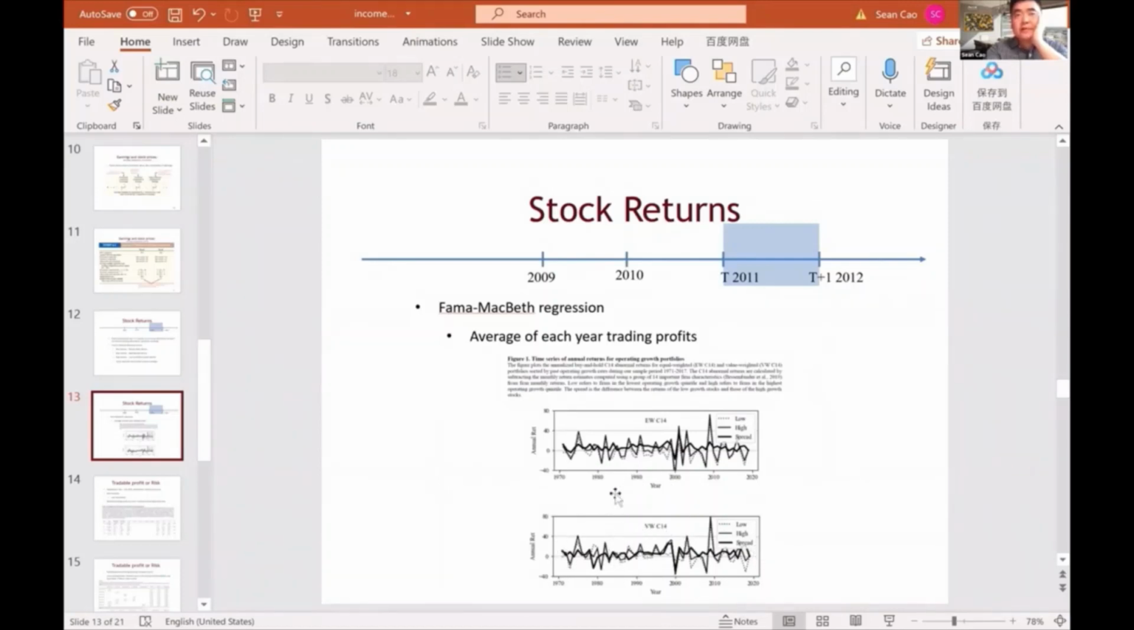So Fama-MacBeth is the idea of taking every year's trading profit and just taking the average. That's Fama-MacBeth. So basically, the idea here is that you want to make sure, in a concrete way, what does that mean?